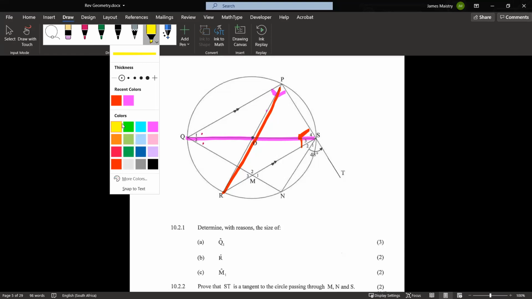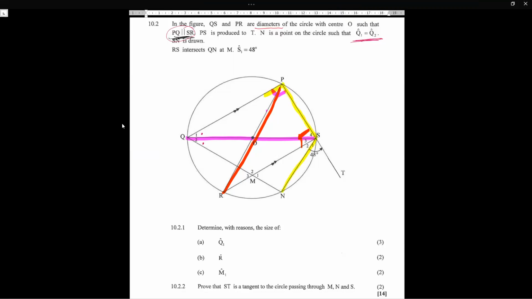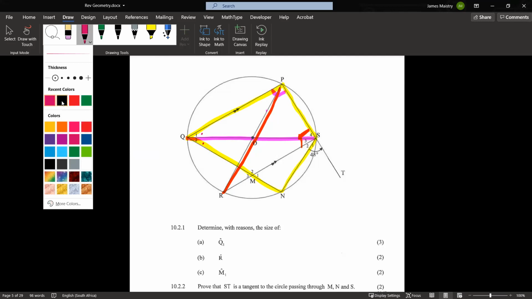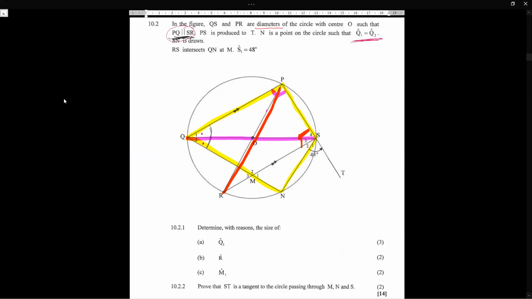If we're looking at the cyclic quad, 4 points touching a circle, we notice that the outside angle is 48. So if the outside angle is 48, we can conclude that the whole of angle Q is 48. But on the top they told us that Q1 is equal to Q2, so that has to be 24 and 24. To write that out for 3 marks, you first have to tell us that angle Q is equal to 48 degrees, and your reason there is exterior angle of a cyclic quad.